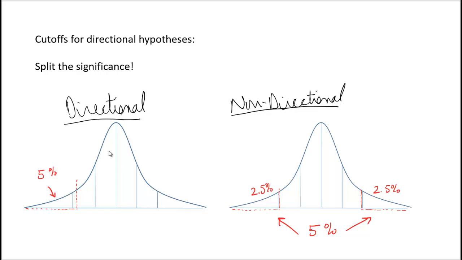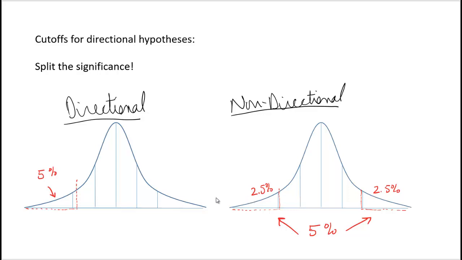directional hypothesis. For a non-directional hypothesis, we are concerned with how likely our result is to occur, and if it is less than 5% of the time, then we consider it to be significant. But what we do is we split this 5% significance and we consider 2.5% positively and 2.5% negatively at the same time.